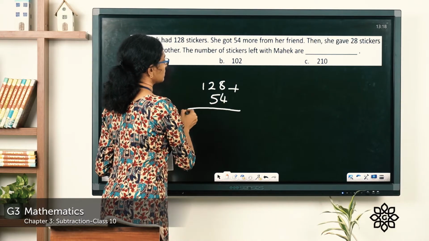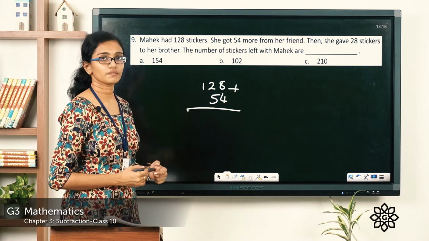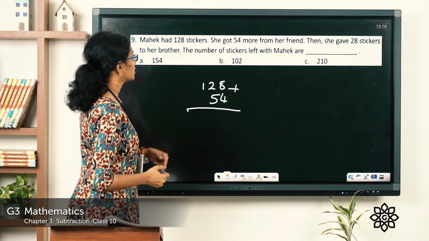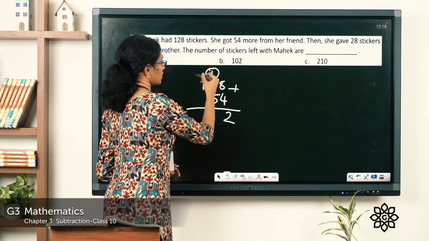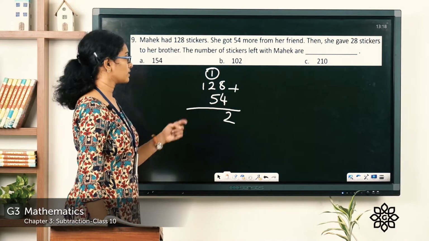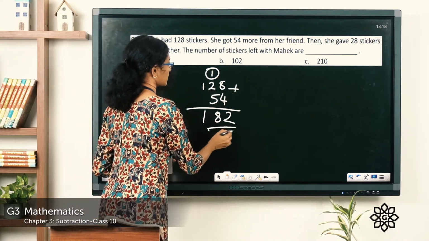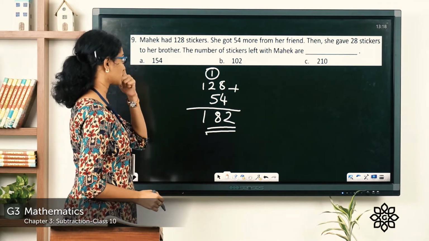We add 128 plus the 54 extra stickers that she got from her friend. So what is the sum? 8 plus 4, it is 12. Carry over 1. 5 plus 2, 7 plus 1, 8. Now here it is 182. Now Mehak has a total of 182 stickers.